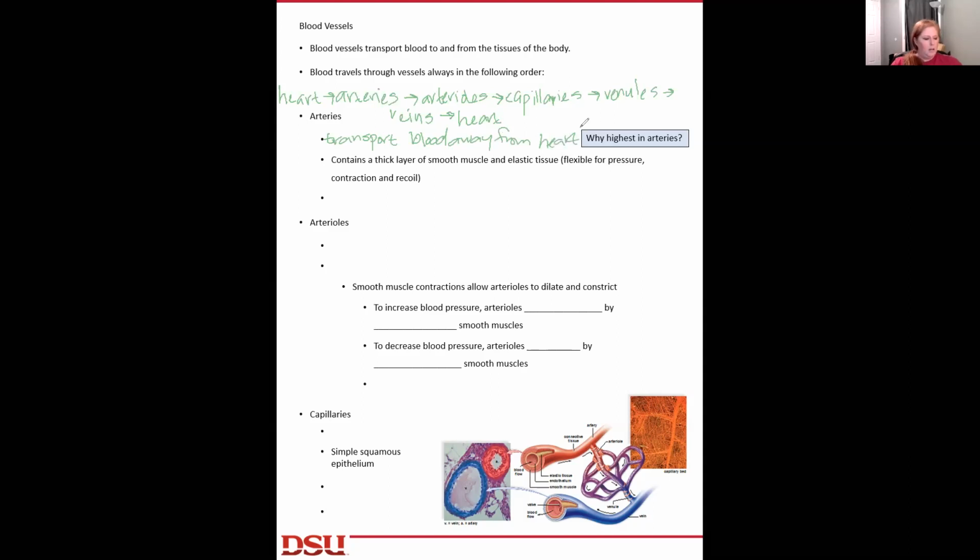Okay. The arteries contain a thick layer of smooth muscle and also elastic tissue. And the elastic tissue allows the arteries to expand or contract depending on the pressure, okay? Which we'll talk about too in a minute. So what blood has the highest pressure in the arteries.